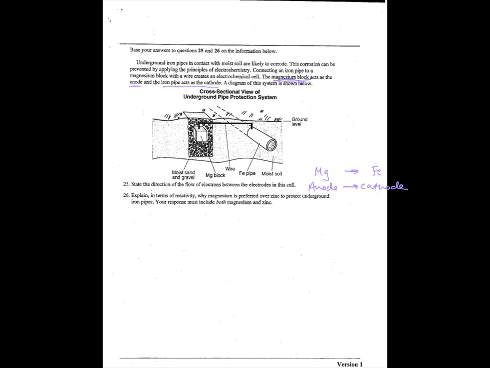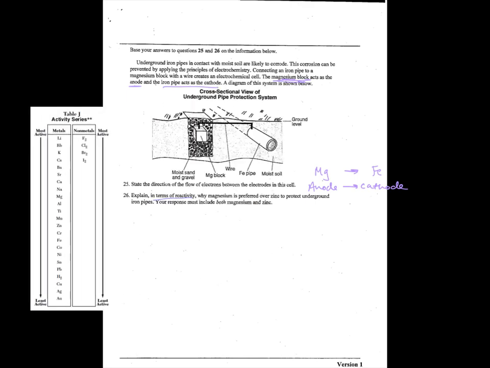Number 26, explain in terms of reactivity why magnesium is preferred over zinc to protect the underground iron pipes. Okay, so we need to explain in terms of reactivity. So we should think about table J, our best friend. Where's table J? Hello? There we go.